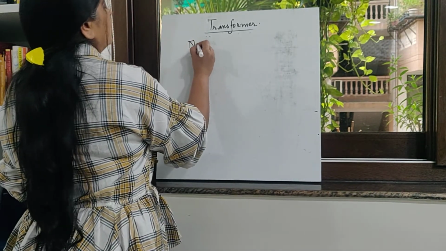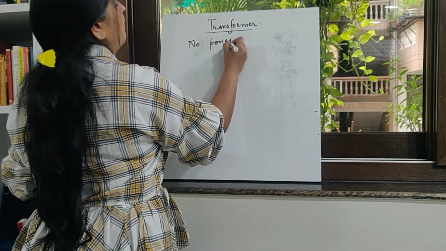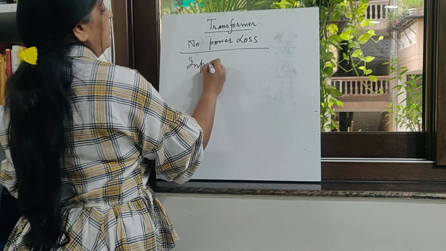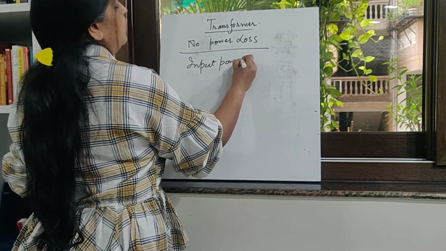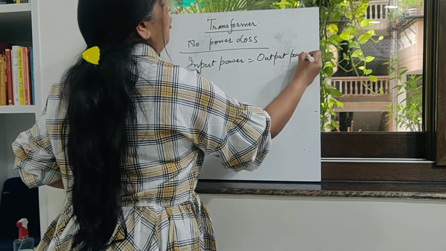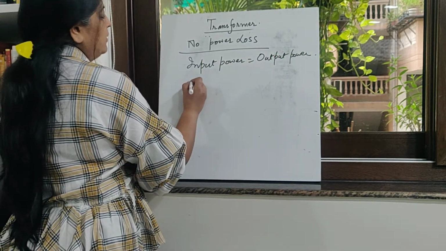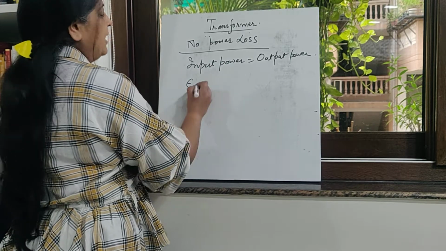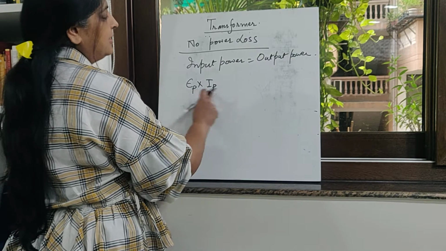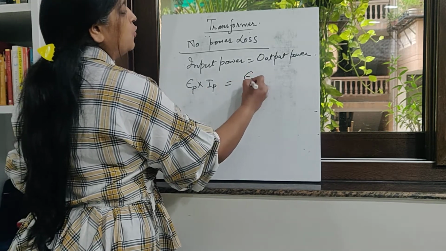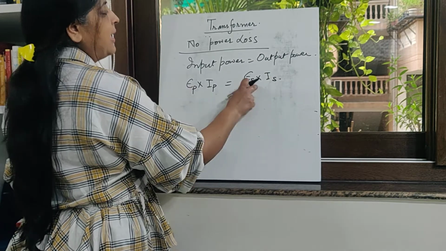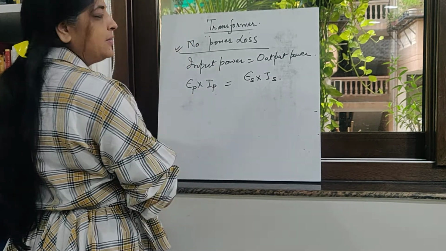When there are no power losses, the input power should be equal to the output power. Power is EP, the input voltage, multiplied by IP, the current flowing through the primary. This input power should be equal to the voltage across the secondary times the current across the secondary. So this has to be equal to this if there is no power loss.